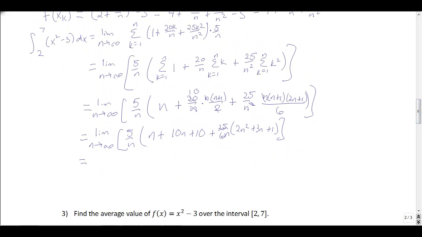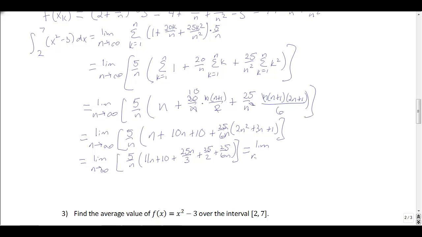We're running out of space here. I'm going to get the limit as n goes to infinity of 5 over n times (11n plus 10) plus 25 over 6n. The 2 and the 6 cancel, giving me a 3. N squared over n gives me an n, so that's 25n over 3. Then 3 and 6 cancel, giving a 2 on the bottom, plus 25 halves, and then plus 25 over 6n just times 1.